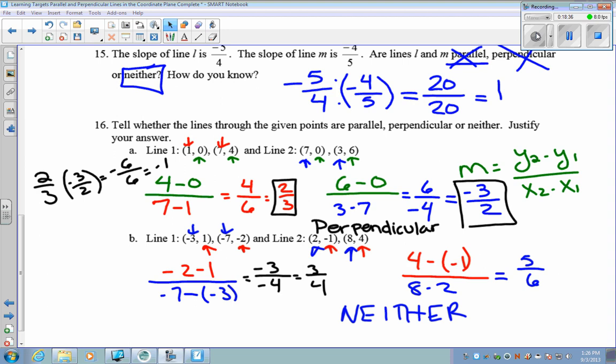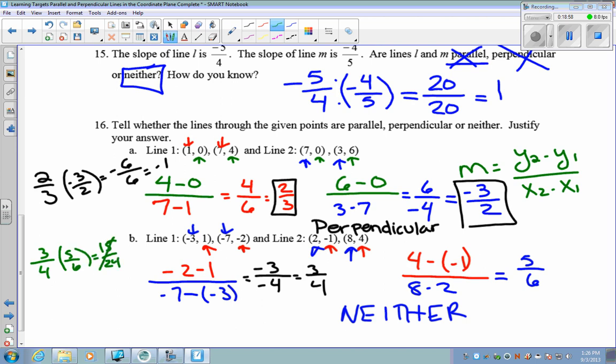The answer is neither. When you find the slope of line 1, it ends up being 3/4 when you reduce it. When you find the slope of line 2, it ends up being 5/6 when you reduce it. It is indeed neither. They are not equal, and when you multiply them, they don't multiply to -1. Now, if you're not sure about that, do it. 3 times 5 is 15. 4 times 6 is 24. So they are not parallel and they are not perpendicular.